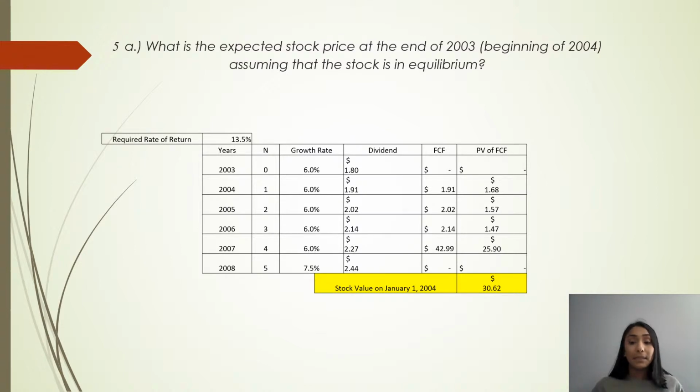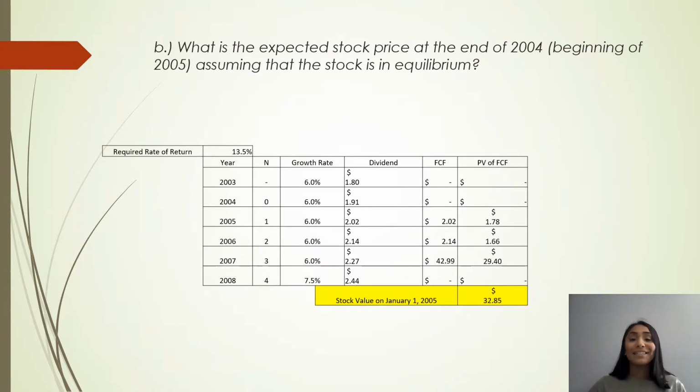I did the same steps in this question for number 5, except I'm assuming that the stock is in equilibrium. And then I got the sum of the PVs of future cash flows. So the stock value on January 1st, 2004 is $30.62.